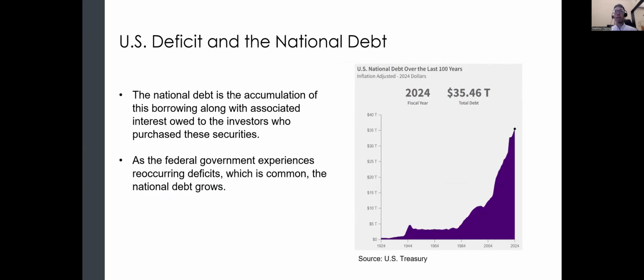So the national debt, like I said, is the accumulation of this borrowing along with associated interest owed to the investors who purchase the securities. The total national debt for the United States as of 2024 stands at $35.46 trillion. As the federal government experiences recurring deficits, which is common, the national debt grows.